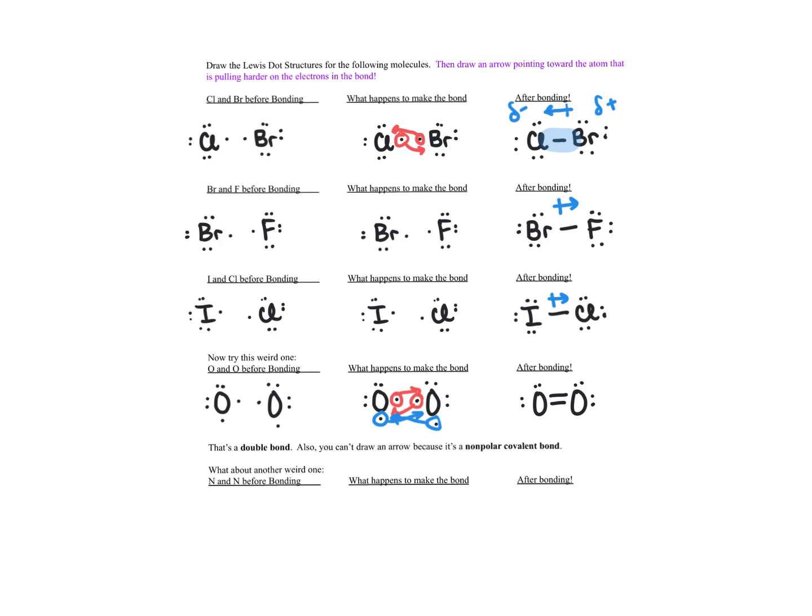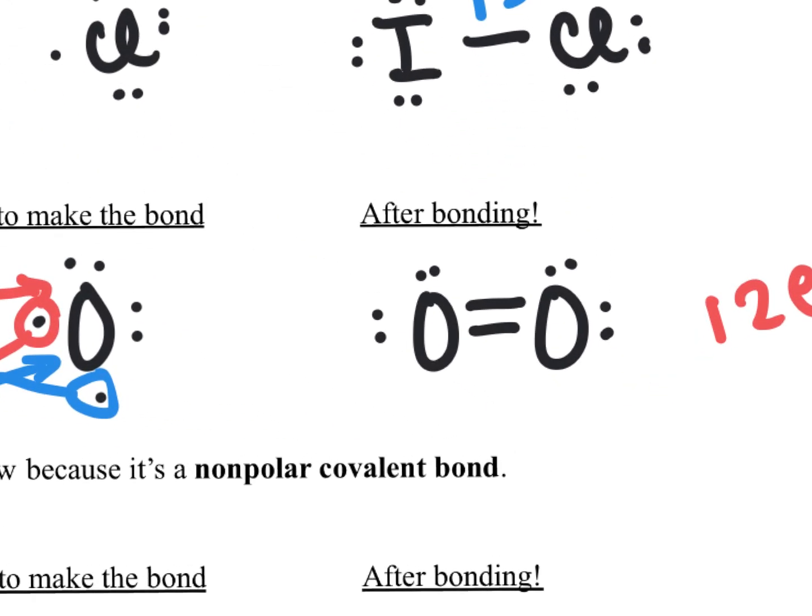I started by drawing 6 electrons here and 6 electrons here, so a total of 12 electrons. I've still only drawn 12 electrons over here, but both oxygens feel like they have 8. Let's zoom in for a second. So this one has 1, 2, 3, 4, 5, 6, 7, 8, and the other oxygen has 1, 2, 3, 4, 5, 6, 7, 8.